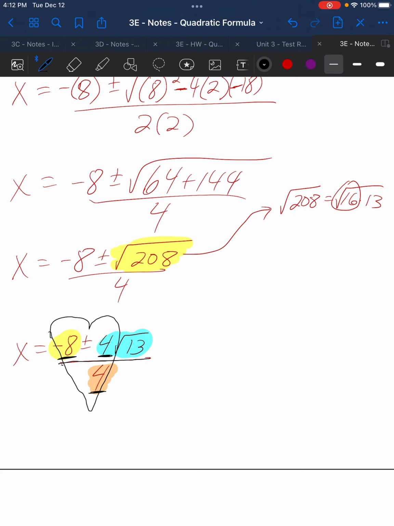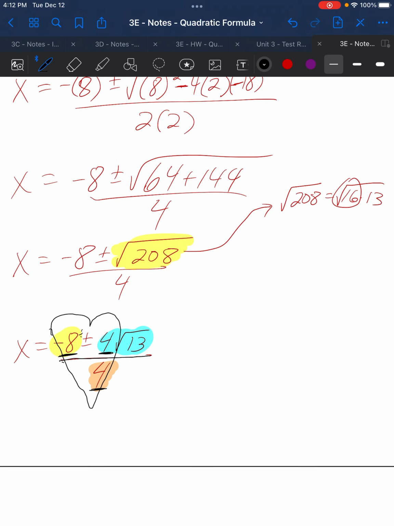And by the way, this is a big fraction. So this is simplifying a fraction. Negative 8, 4, and 4 are all divisible by 4. So we divide them all by 4, and that's going to get us a smaller fraction. Negative 8 divided by 4 is negative 2. 4 divided by 4 is 1. And 4 divided by 4 is 1.